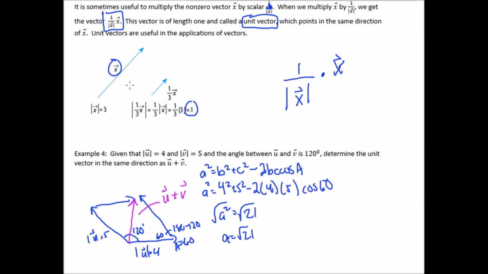Okay, so what we're actually going to be doing right now is we're going to be multiplying vector u plus vector v by 1 over root 21. So we can just simply rewrite this as 1 over root 21 vector u plus 1 over root 21 vector v.